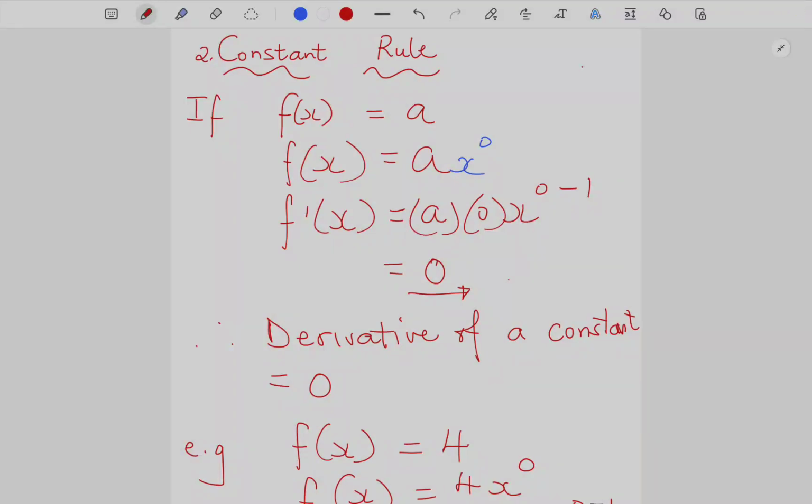Now starting with the second rule, the constant rule. It says if f of x is equal to a, then we must derive f prime of x is equal to 0. But if f of x is equal to a is given, we must first rewrite this function into a standard form. The standard form of differentiation is y is equal to ax to the power of n. This one is only a.